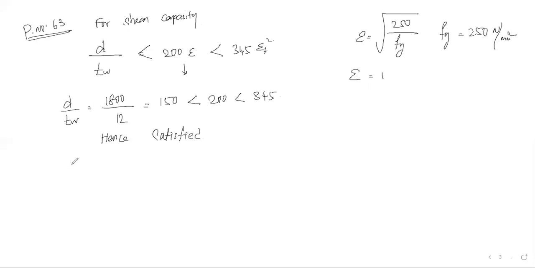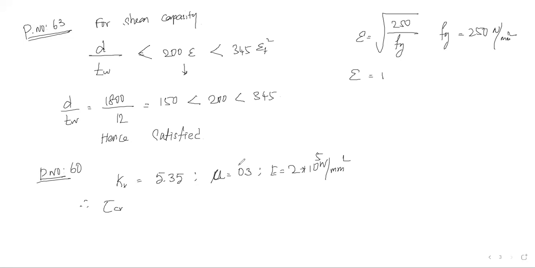So next, from page number 60. The KV value is equal to 5.35. Therefore tau CR, and we know that mu value, that is the Poisson ratio they have given as 0.3, and the Young's modulus E is equal to 2 into 10 to the power 5 Newton per mm squared for the steel section.